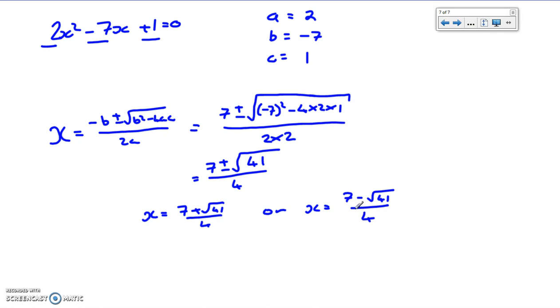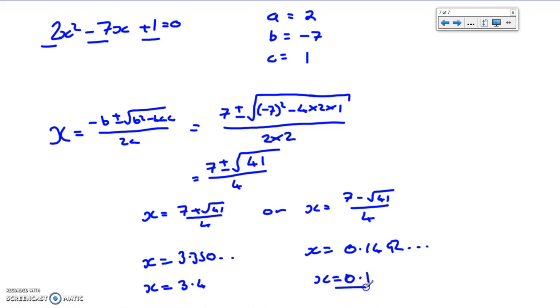From that, we can quite simply use our calculator to determine our answer. So x equals, well, the 7 minus root 41 over 4, what that gives me is an answer of 0.1492 and a whole spiel of stuff. And the 7 plus root 41 over 4 gives me 3.350 and a whole spiel of stuff. Question lists will typically ask you to round your answer to one decimal place. So I'd go to 3.4 and x equals 0.1. And I've got my two answers.